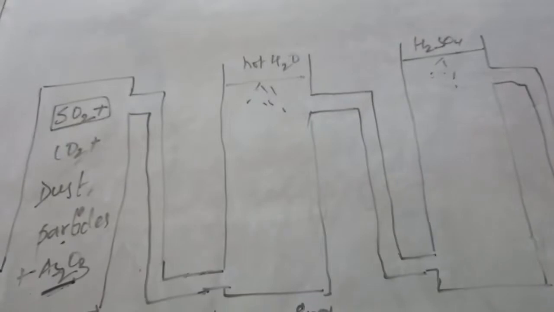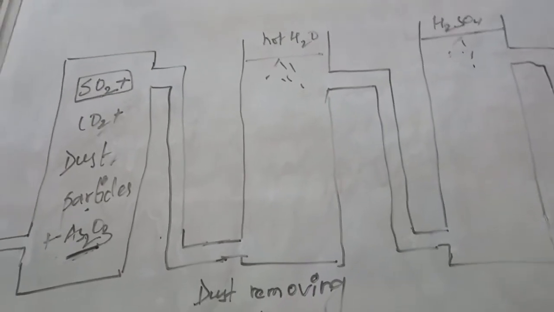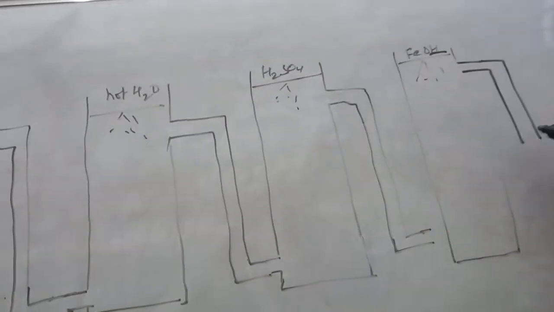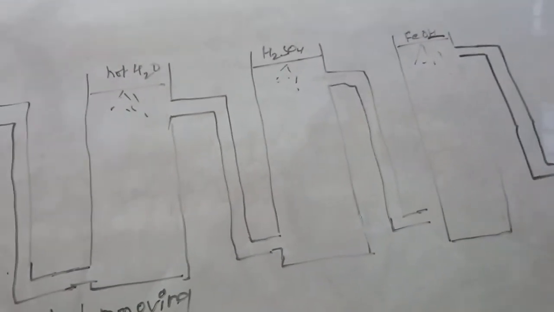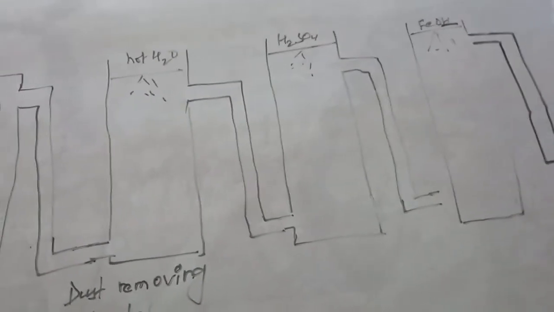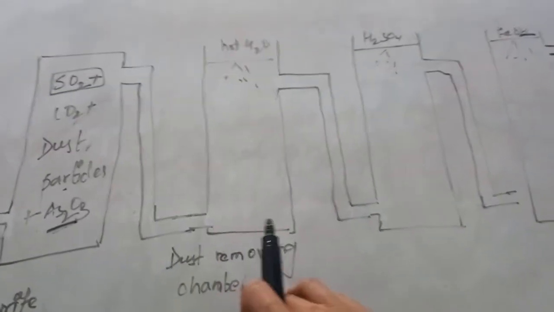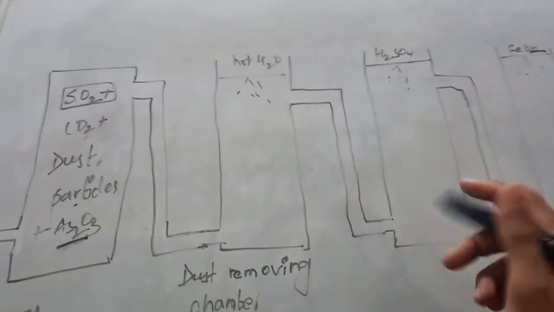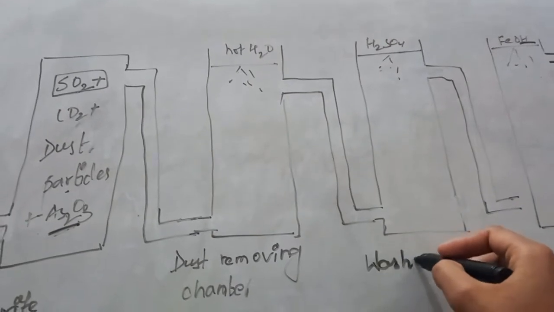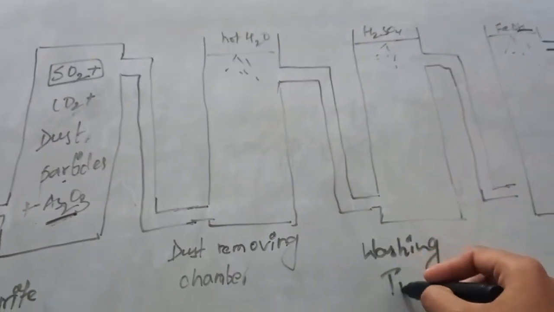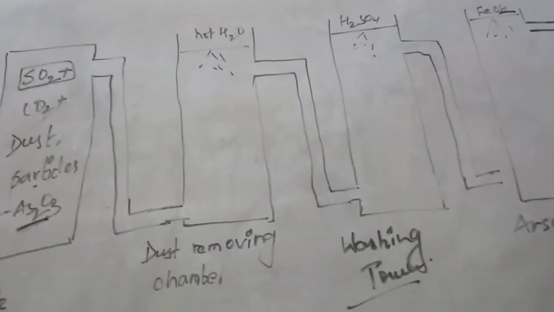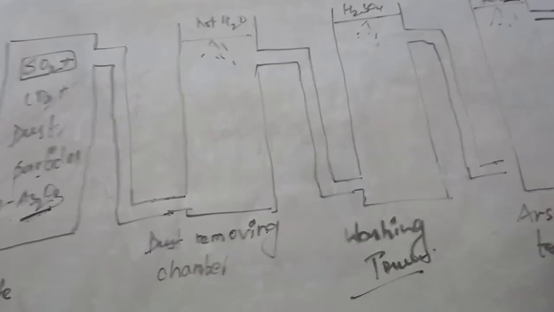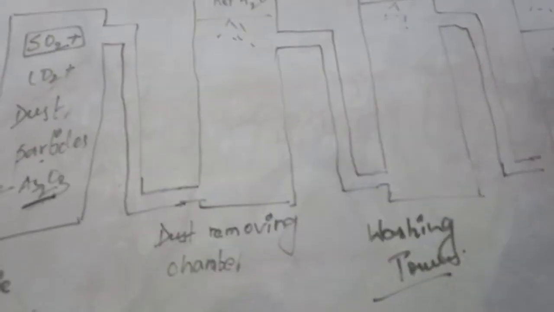Now we will check the purity of SO2 through the test box. This is the test box. Sorry, we forgot the naming process. This is the dust removing chamber. This is the washing tower. Whereas this is where we removed arsenic, so the arsenic tower.